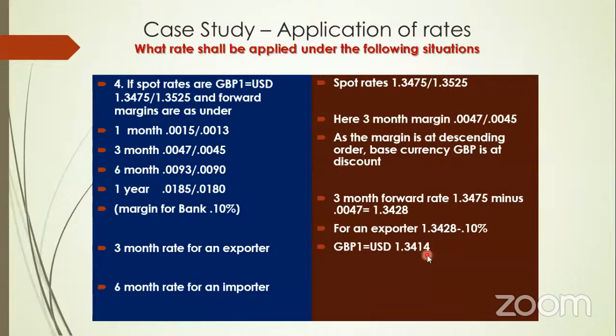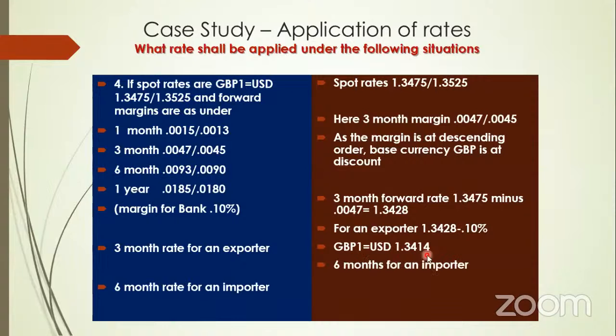Discount will always be deducted. Premium will always be added. These are the fundamental rules. Now, how many of you understood? Now, can you work out the 6 months rate for an importer? It is now on the screen. All of you calculate. 1.3448. Oh, very good, very good.